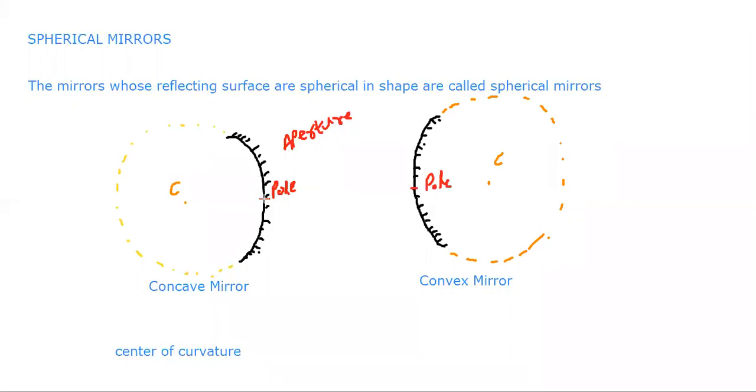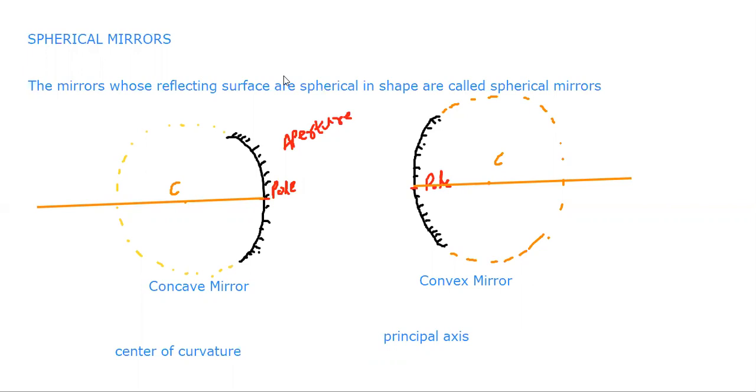If you join a line from P to C, this line or this axis is known as the principal axis. So what are the terms that we have learned till now? Pole, center of curvature, and principal axis.